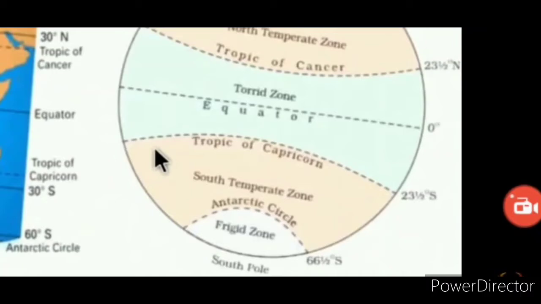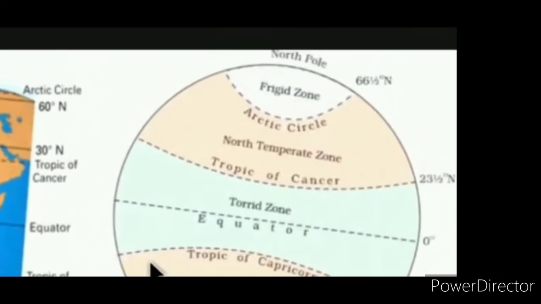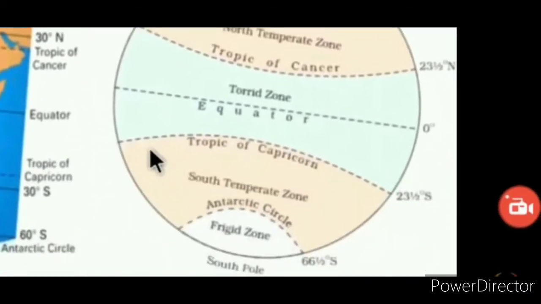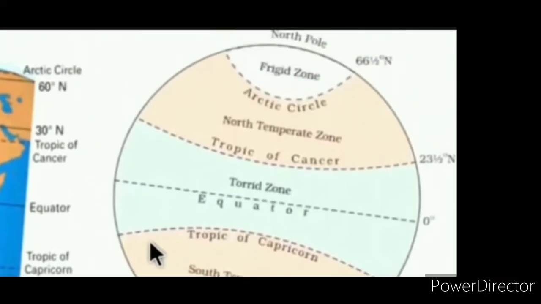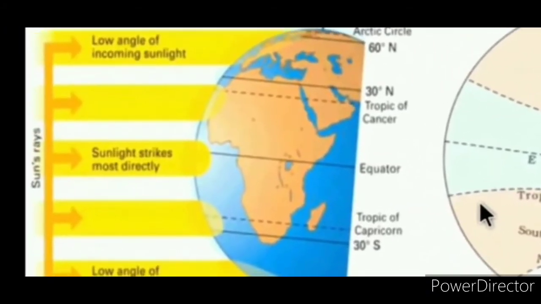Beside that, the Antarctic circle and Arctic circle are given, that is the frigid zone, meaning the polar regions, North Pole and South Pole. In the frigid zone we can find ice everywhere. Here you can see the sun rays strike mostly directly at the equator. Then the Tropic of Cancer and Tropic of Capricorn are shown here. These regions receive heat, but the temperature is not that high.